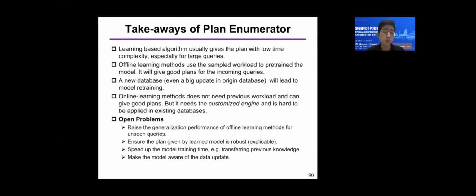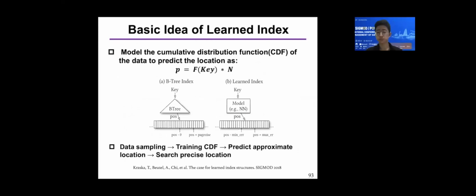And there are many realistic open problems, like how to raise the generalization performance of offline learning methods for unseen queries, and how to ensure the plan given by the learned model is robust, and how to speed up the model training time, like transferring the previous knowledge, and finally, how to make the model aware of the data updates.